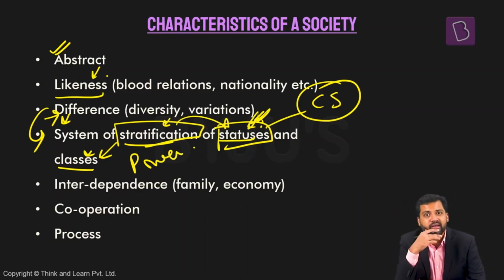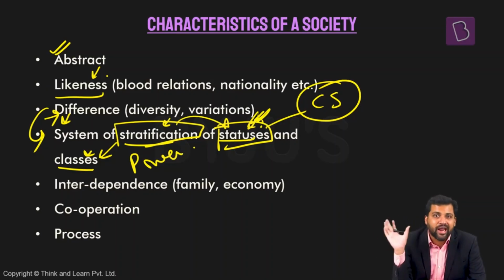Maybe the prime minister, in some countries it might be the president. Then you might have the legislators, the members of the judiciary, bureaucrats. On the other hand, there will be people who are powerless. They're not part of any influential forum. They don't have any contacts. So gradation can also take place on the basis of power.